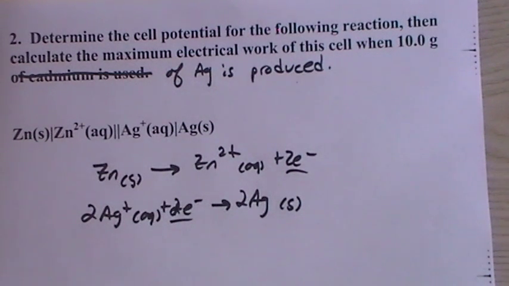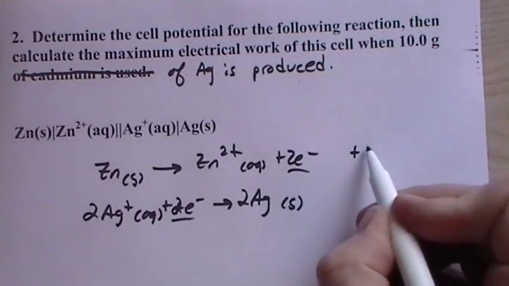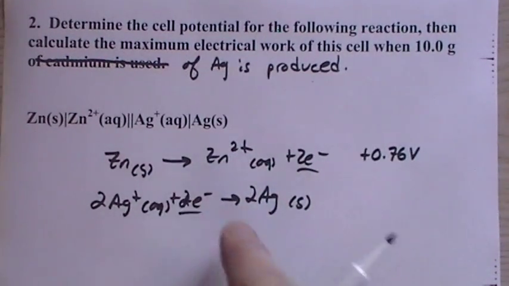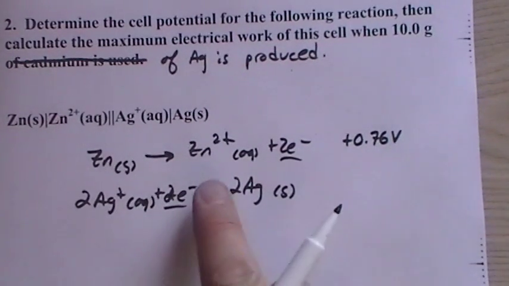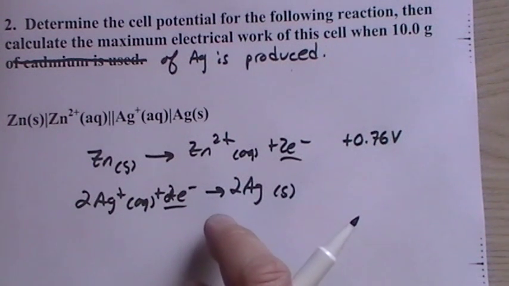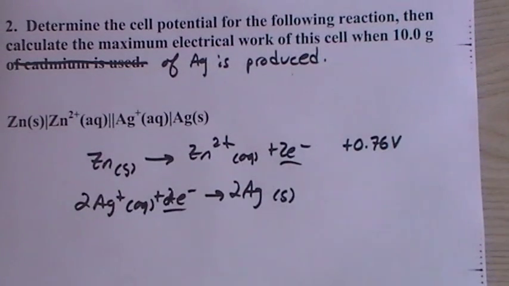So zinc, the reduction is minus 0.76. This is the oxidation, so this is plus 0.76. When we flip one of the half cell reactions around, they both can't be reductions. But the standard reduction potential table has all of the information for reductions and oxidations. Any oxidation, we just take the opposite sign of the potential.